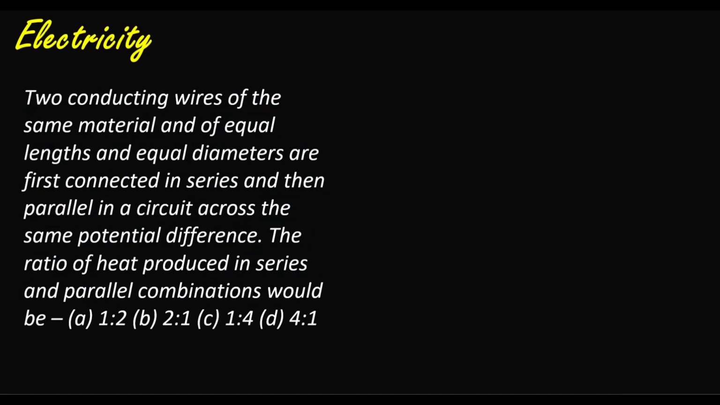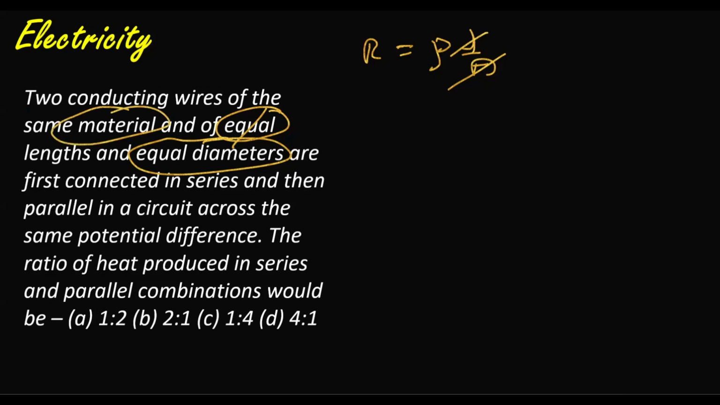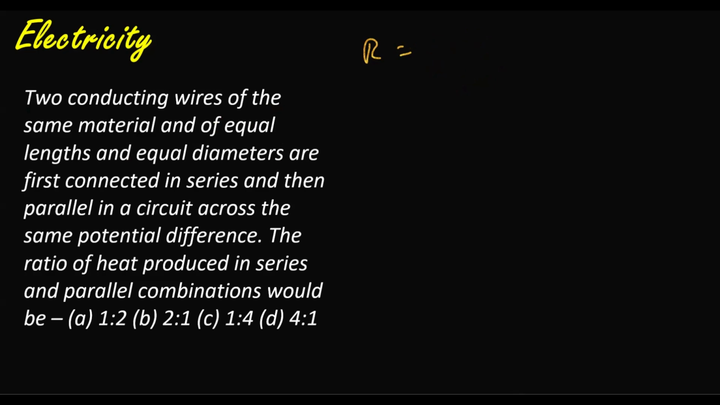Now let's figure out something which you first should know, that R is equal to rho L over A. As you can see, they have equal lengths, and equal diameters. That means area is also equal, and of the same material, that means resistivity is same. So the resistance depends upon all these three factors, and here all are same. So we can say that the resistance of the two connecting wires are equal. So R in both cases is the same.